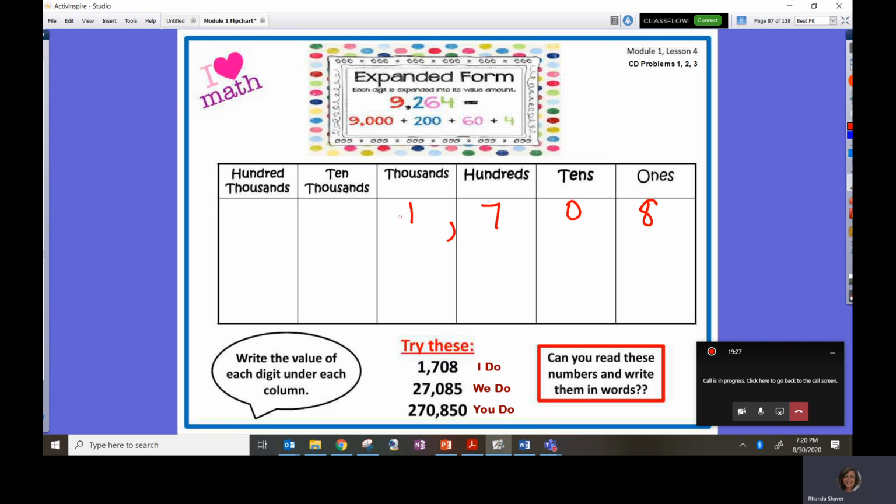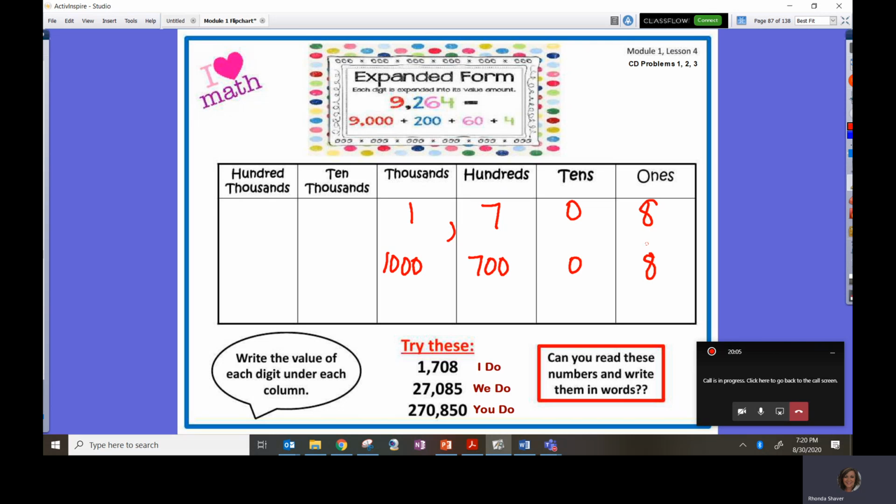1,708. So the value, remember, value is how much something is worth. So the value of my 1000 is 1000. The value of the 7 in the hundreds column is 700. The value of 0 equals 0. And the value of 8 ones is 8.